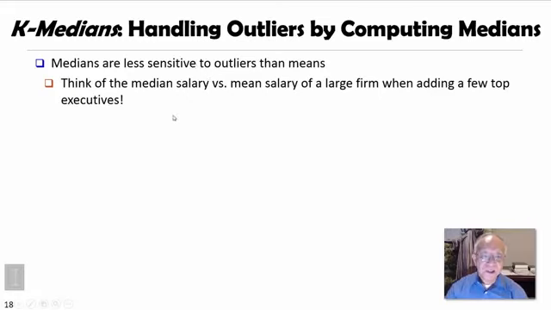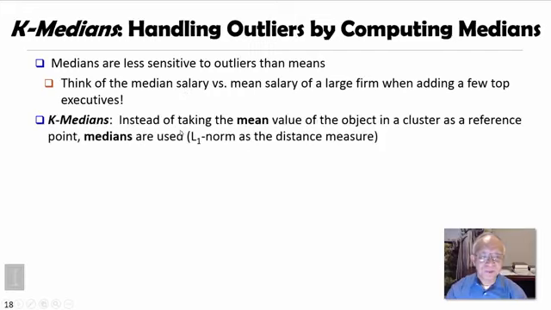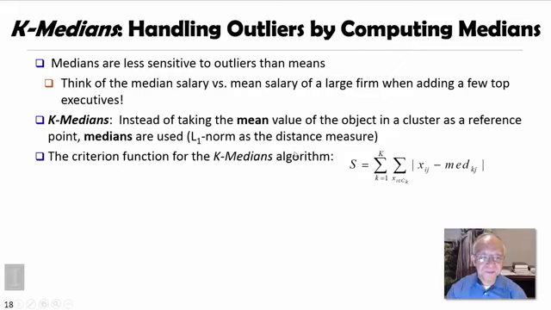For example, in a large firm, there could be many employees. When you want to find a median salary, even when you add a few top executives, the mean salary may change quite a lot. The median could still be very stable. So that's the reason, instead of computing the mean value of the objects in a cluster, we take medians as the centroid, and we use the L1 norm, that means the Manhattan distance, as our distance measure.